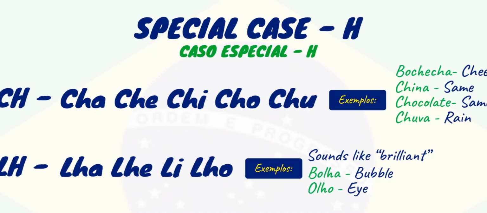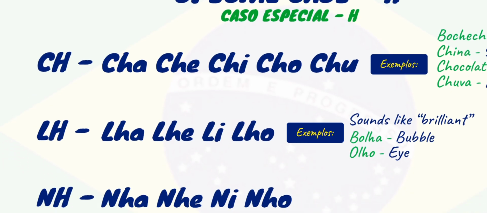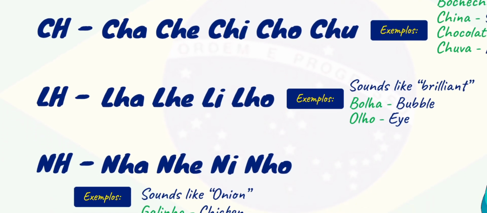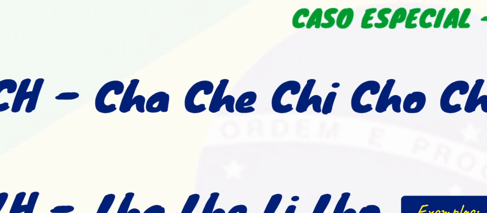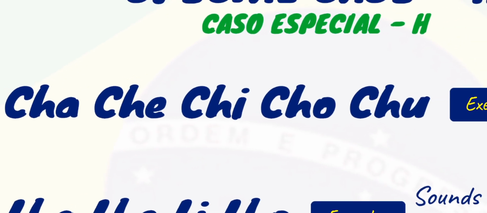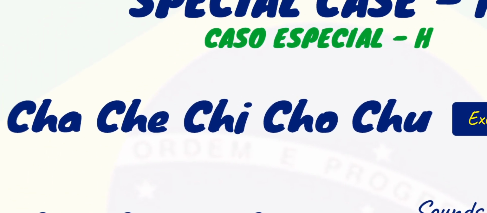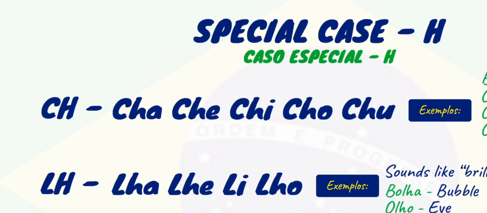So, as I told you, H doesn't have a sound of its own. But it gives sounds to other letters, especially C, L, and N. So with the H, the C has these sounds: sha, she, shi, sho, shu. It's pretty similar to English when you see and say CH. So the family of C with the H becomes this way: sha, she, shi, sho, shu.